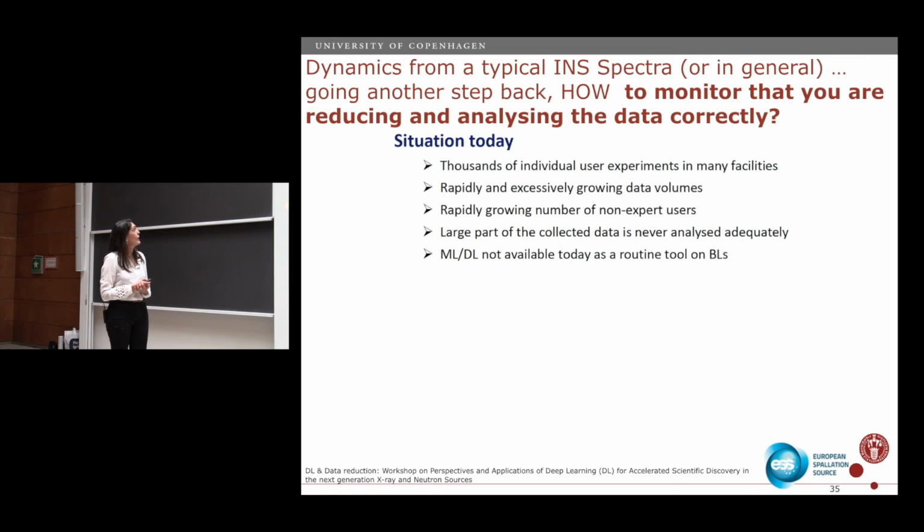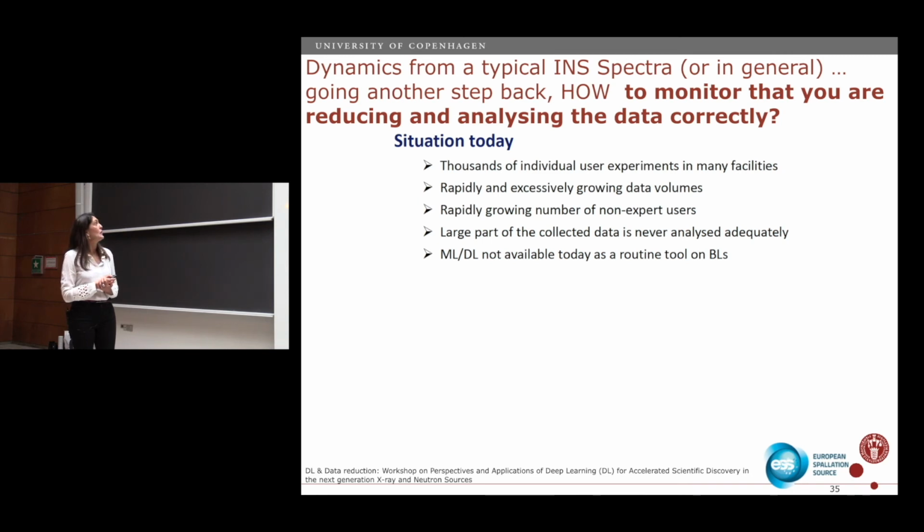And then the other point, if we go another step back: how can I monitor that I am doing the right data analysis? How can I monitor that I'm doing the data analysis correctly? So that is what I mentioned, that we have these thousands of individual experiments, and the data volumes are becoming larger and larger because our detectors are becoming larger and larger. We are producing more and more neutrons per second, and we are producing more and more photons per second.